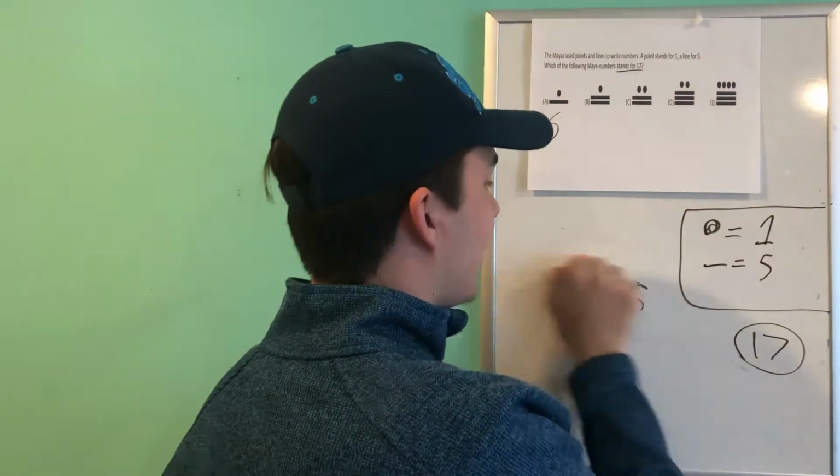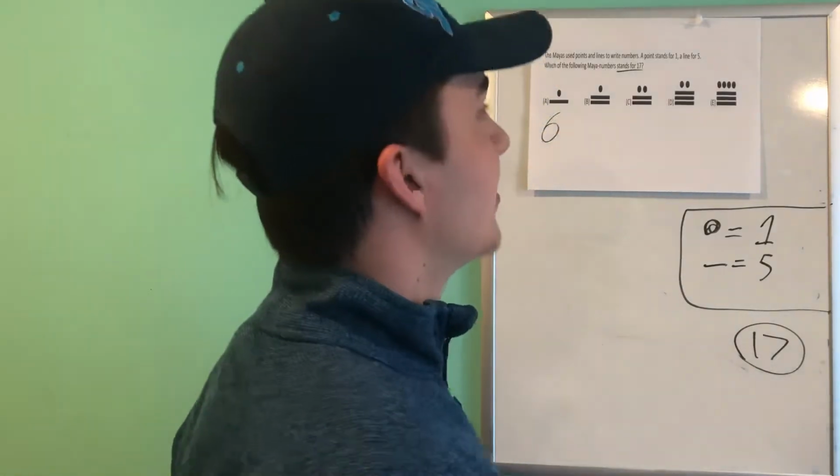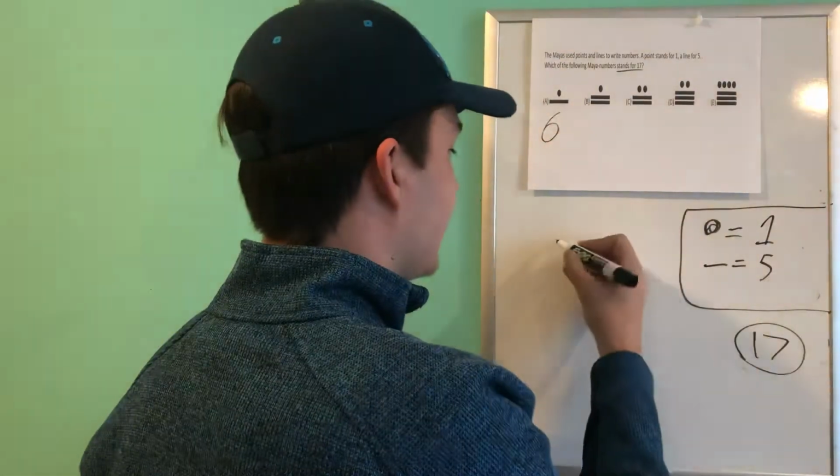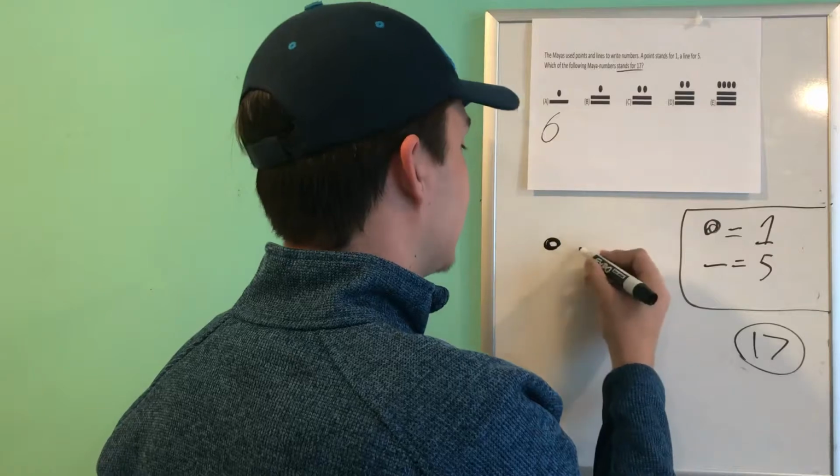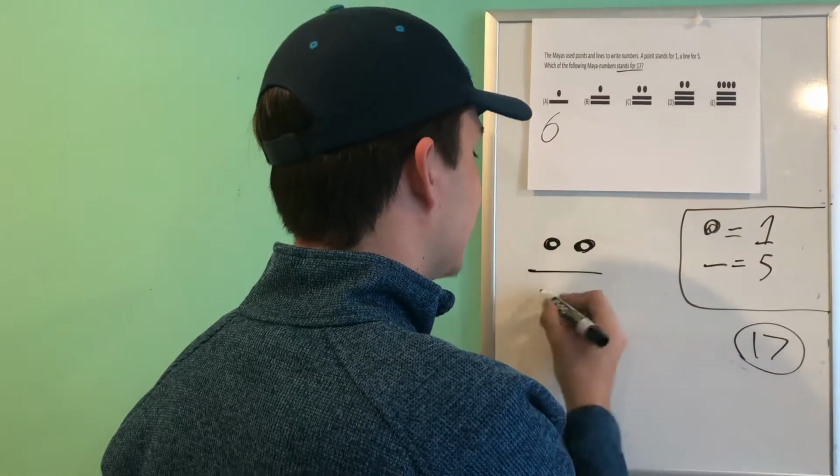All right, now let's try number 3, or answer choice C, right? So we have a dot and a dot and a line and a line.